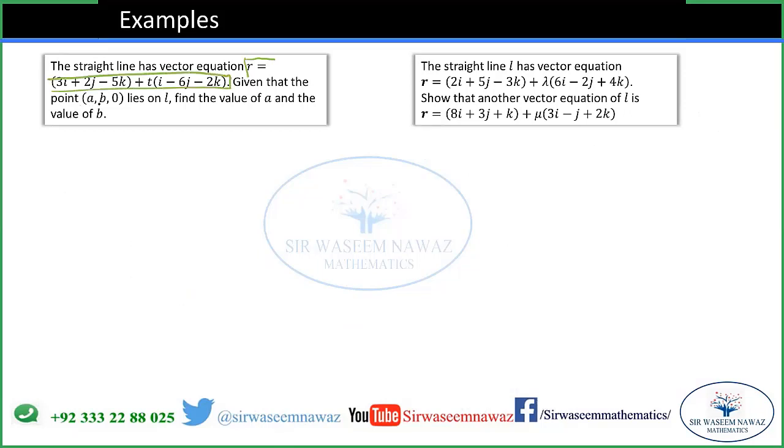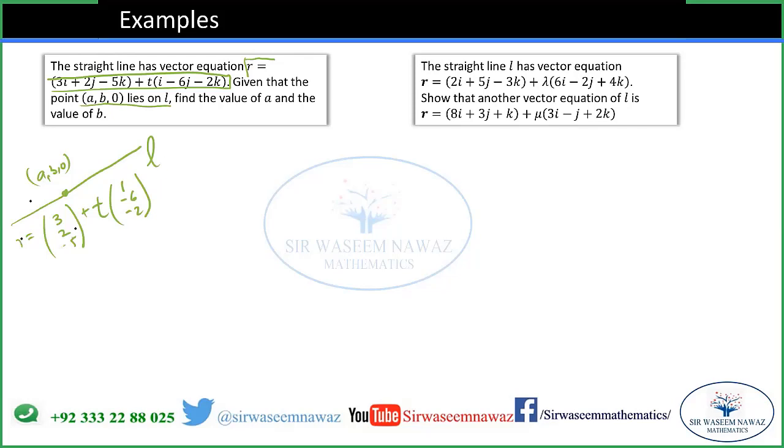Given that the point (a, b, 0) lies on line L, we have this line L here. Our equation is r is equal to, I can write like this, (3, 2, -5) plus t times (1, -6, -2), and it passes through the point (a, b, 0). We have this point (a, b, 0). Find the value of a and find the value of b. Now think, how can we find the value of a and b?